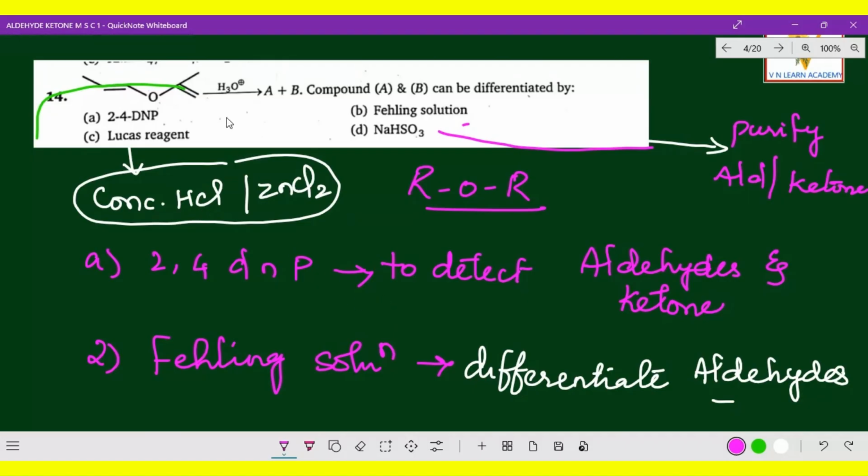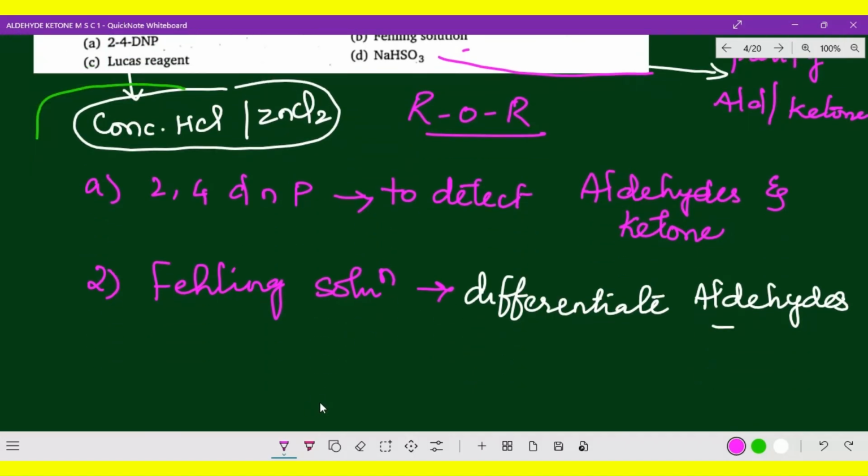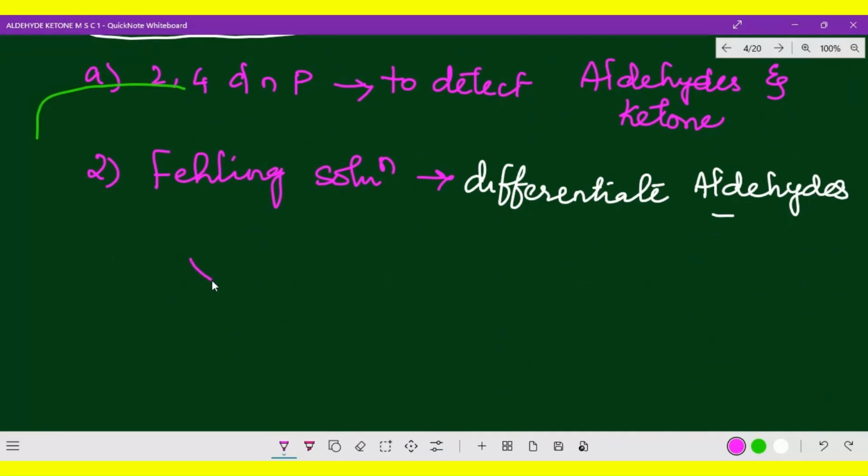Now here in this point, they mentioned the compound. I just draw the structure for you to understand, like this. O, and then again it is like this, so here double bond, and here also double bond. So this is acid hydrolysis, H3O plus. What is the product you will be receiving?